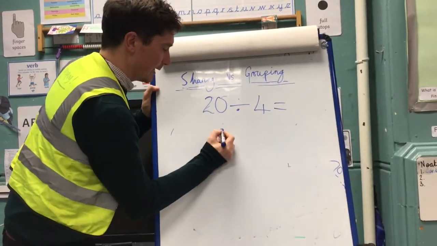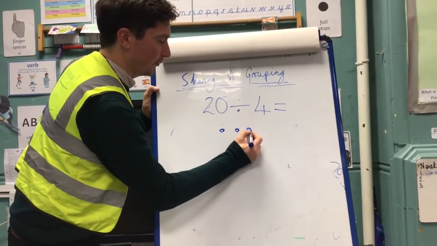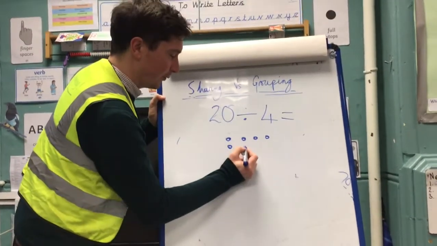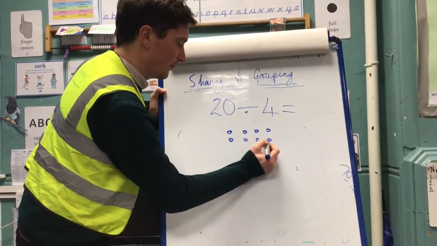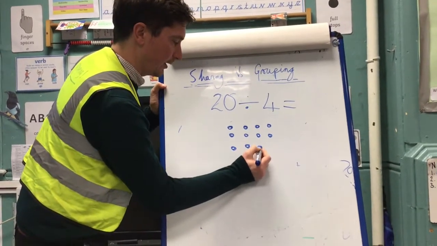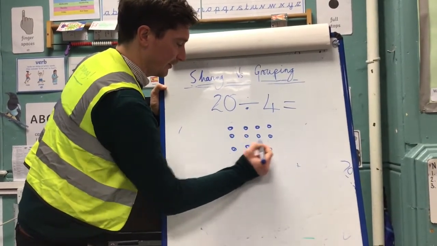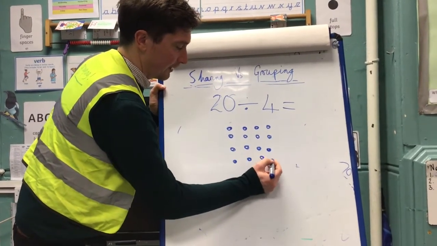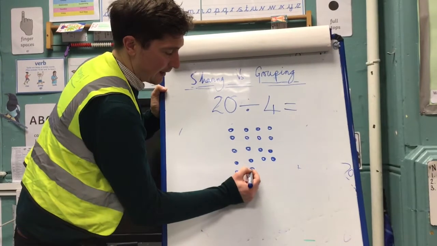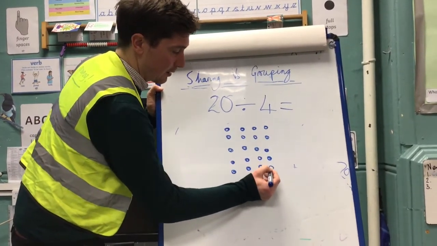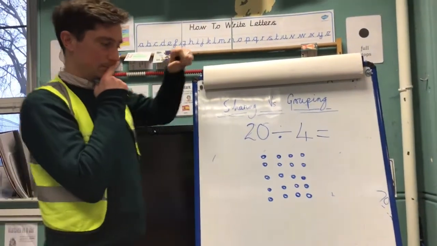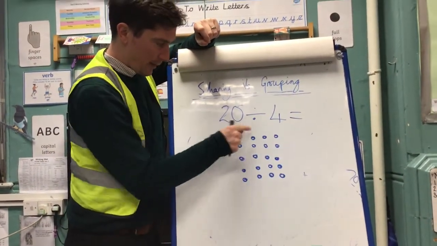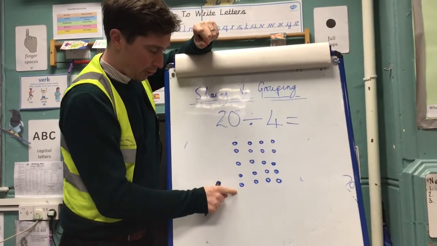So I'm going to make my array. 1, 2, 3, 4 in that first one. Then I'm going to do another one of 4, another one of 4, and I'm counting as I go. So I've got 1, 2, 3, 4, 5, 6, 7, 8, 9, 10, 11, 12, 13, 14, 15, 16, 17, 18, 19, 20. Now, I've got my 4 going that way, so now I know that's how long my row is. Now I need to look at my columns.